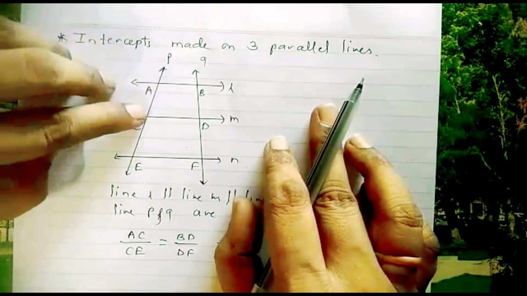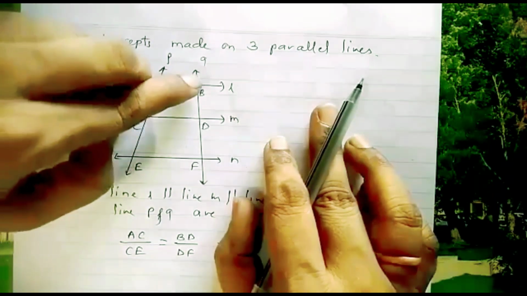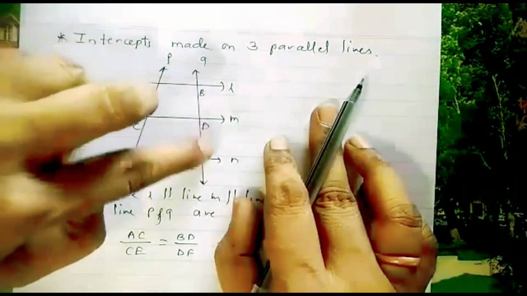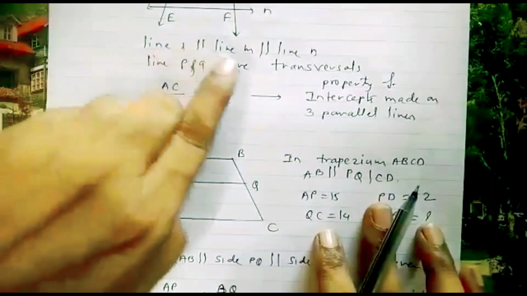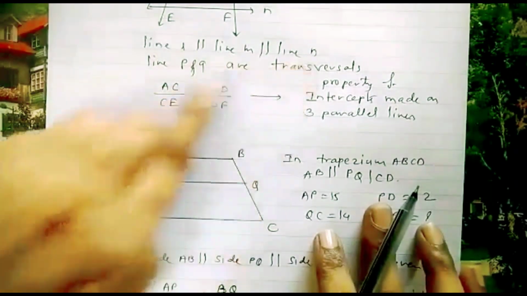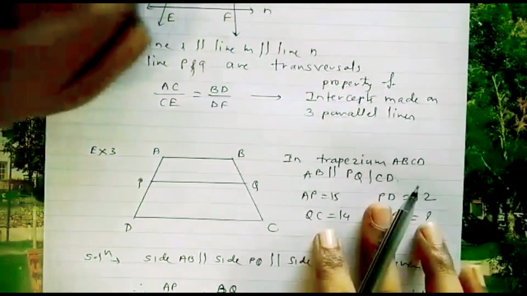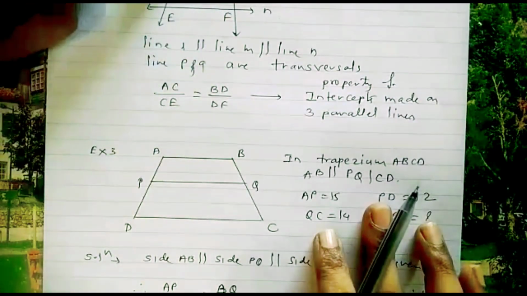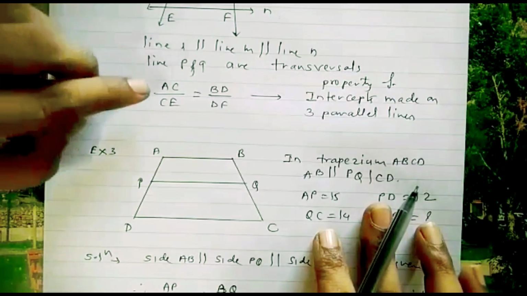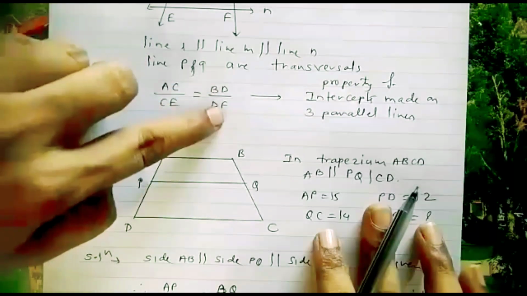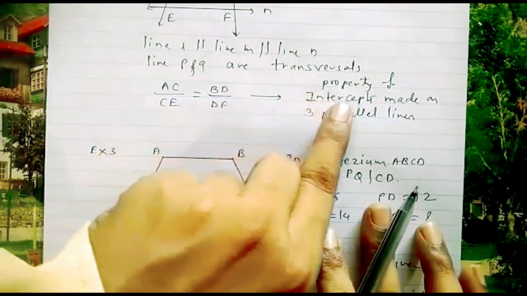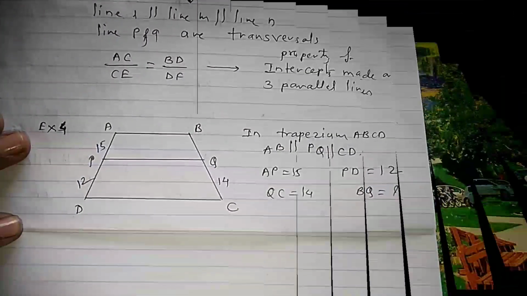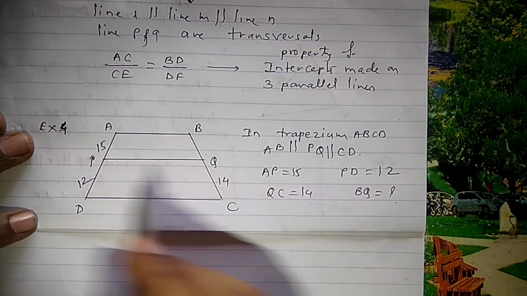That is, AC upon CE is equal to BD upon DF. Here again, repeat: line L parallel to line M, parallel to line N, P and Q are transversals. 3 parallel lines are given, transversals are given. Then AC upon CE is equal to BD upon DF. This is the property of intercepts made on 3 parallel lines.